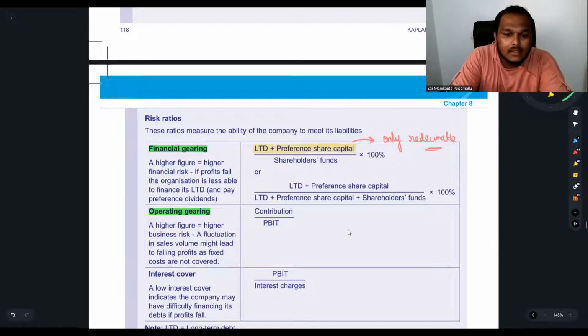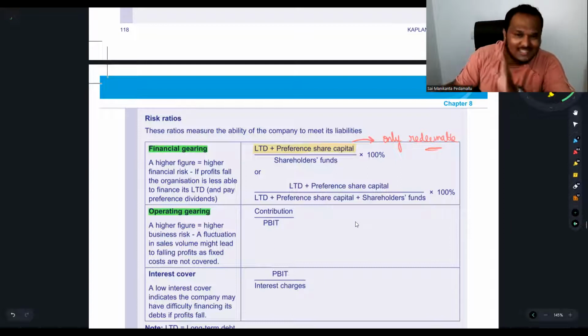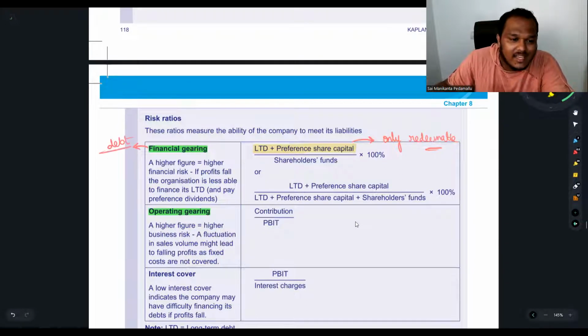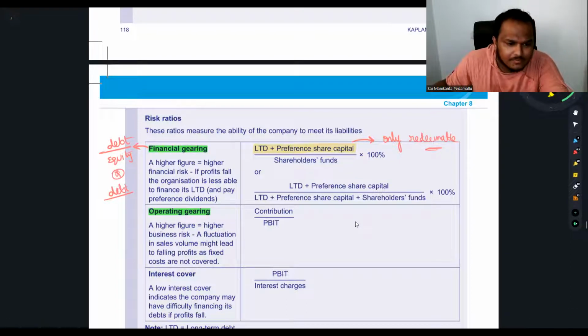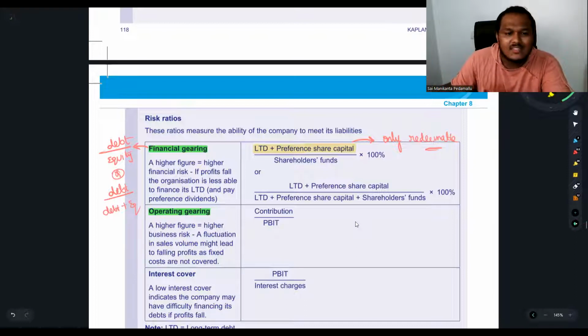Okay, anyways, coming back. So divided by total shareholder funds, or else long-term debt plus preference share capital by long-term debt plus preference share capital plus shareholder funds. So basically your debt equity ratio. In simple words, your financial gearing only talks about debt by equity or debt by debt plus equity. Related to finances, money in business. Okay. In simple terms, financial gearing is debt by equity or debt by debt plus equity.